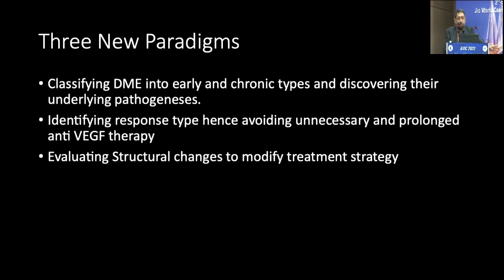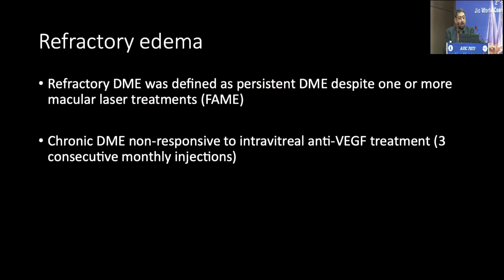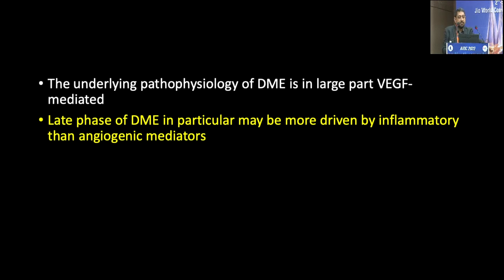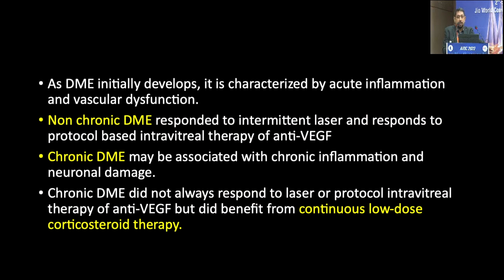There are 3 new paradigms that I'd like to talk about. One is classifying DME into early and chronic. Two is looking at, we'll just go through this. So what do you mean by early and chronic? See, there's nothing called acute DME and chronic DME. The new thing is rather you call it chronic versus non-chronic DME. So by definition, one is VEGF driven and one is not VEGF driven, which means that when you have a non-chronic DME, it responded to anti-VEGF and all your conventional things. But the chronic DME, that is one that doesn't respond to VEGF, responded to low dose steroids in the long run. That is, in terms, you're talking about dexamethasone.